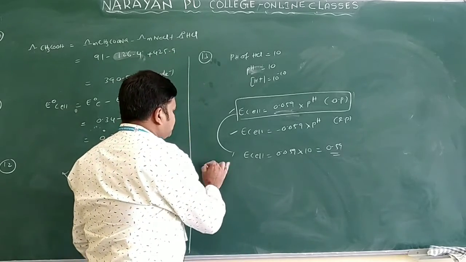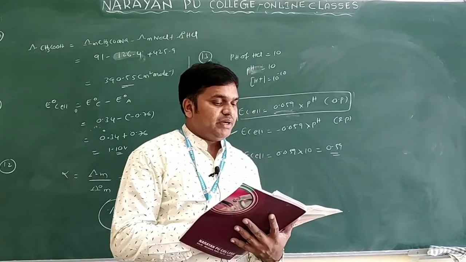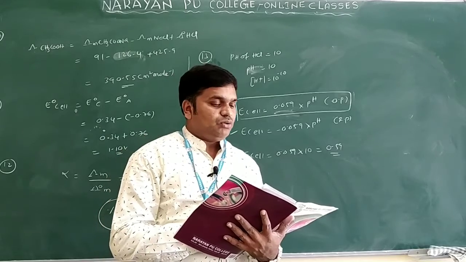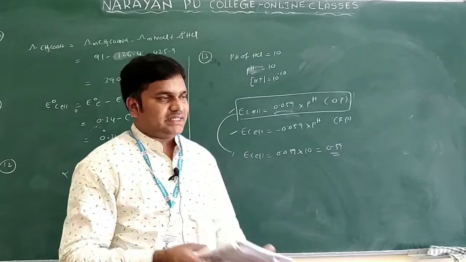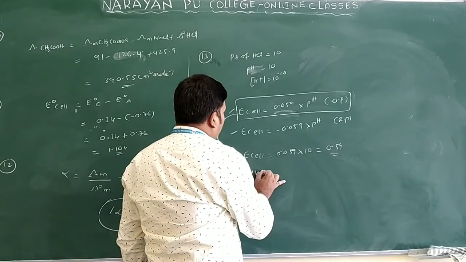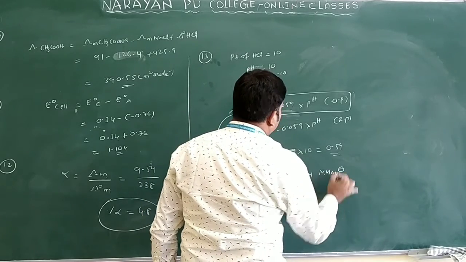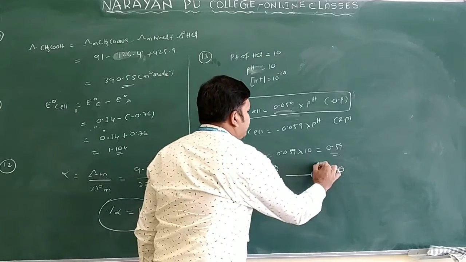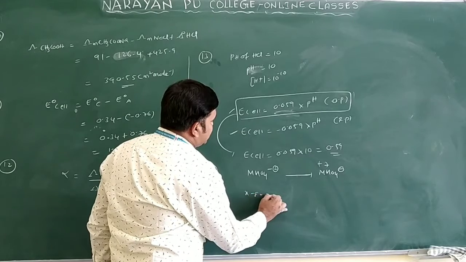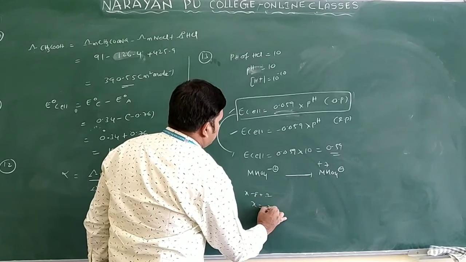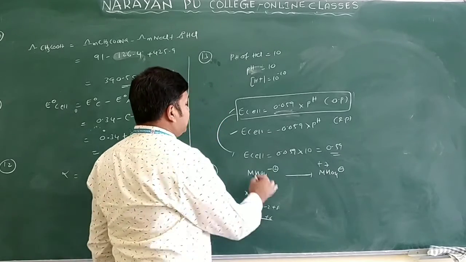Next question number 14. 0.1 mole of MnO4 minus is oxidized. What quantity of electricity is required to oxidize MnO4 2 minus to MnO4 minus? You know what is the oxidation state of manganese here? x minus 8 is equal to minus 2, so x is equal to minus 2 plus 8. So you will get x equal to plus 6.